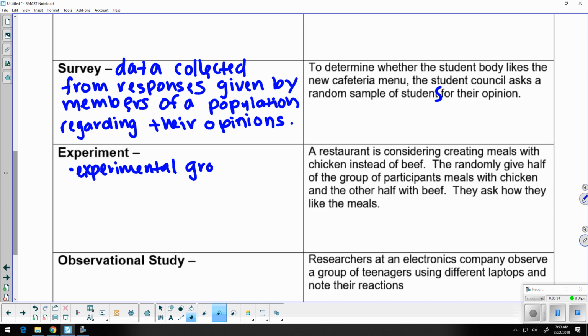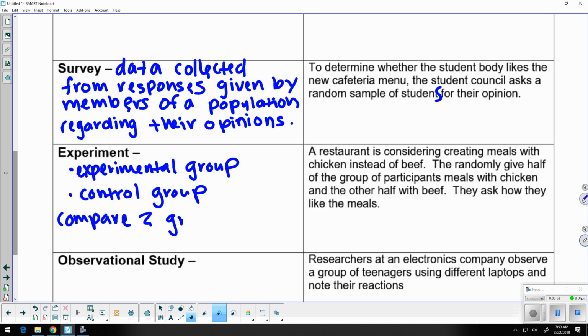There has to be an experimental group, and there has to be a control group. So hopefully this sounds familiar. Experimental group is obviously the group that's getting the experiment done to them, and then the control group is the one where nothing's being done. Okay, and then you're just comparing the two groups. So you're actually conducting your experiment and then comparing the two groups.